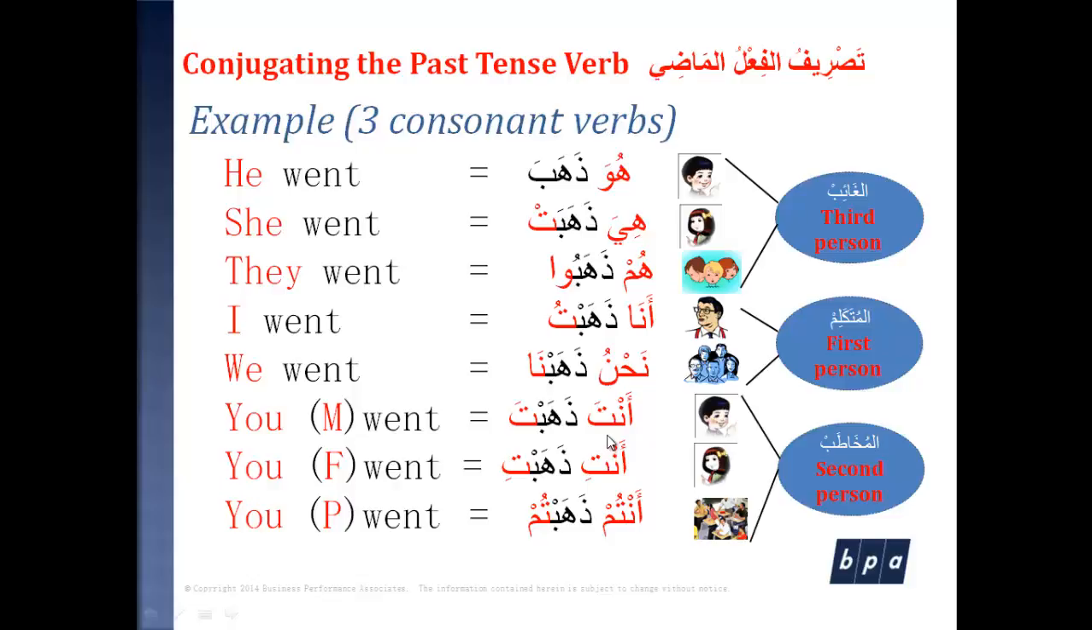For a second person, you as a male, anta, we say anta dhahabta. We added a ta with a fatha. Look at the pattern here. The ta on anta has a fatha, so the ta added at the end of the verb has a fatha as well. Anta dhahabta. When we go to addressing a female, we say anti dhahabti. See the pattern of the kasra on the ta on both sides.